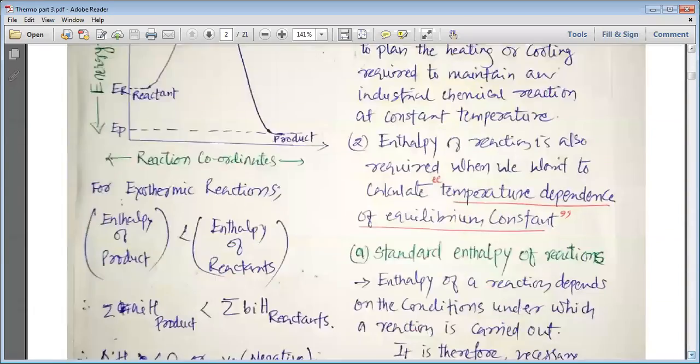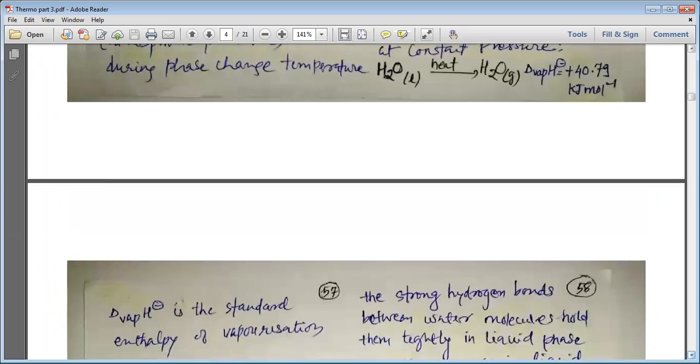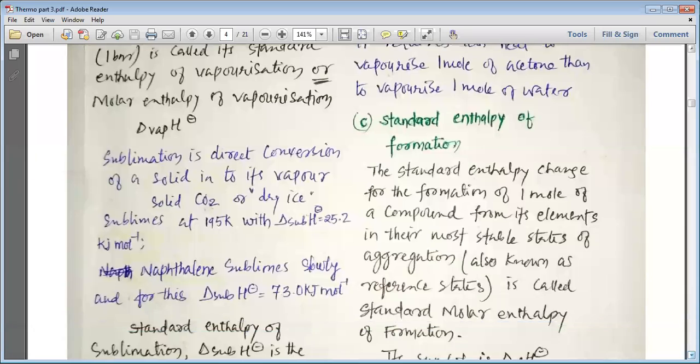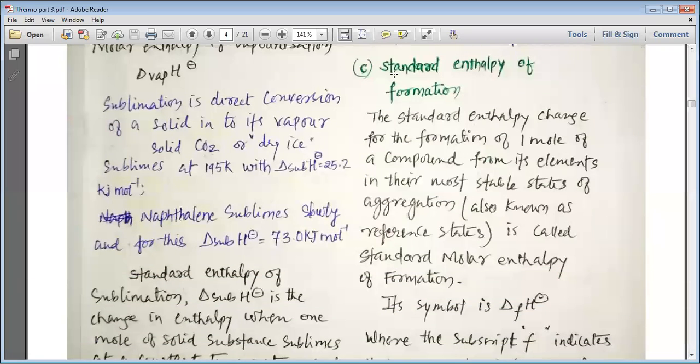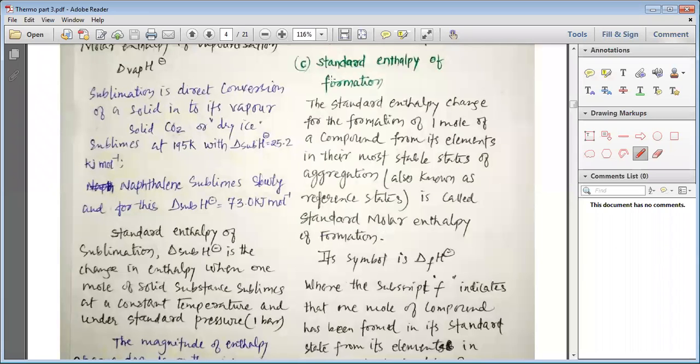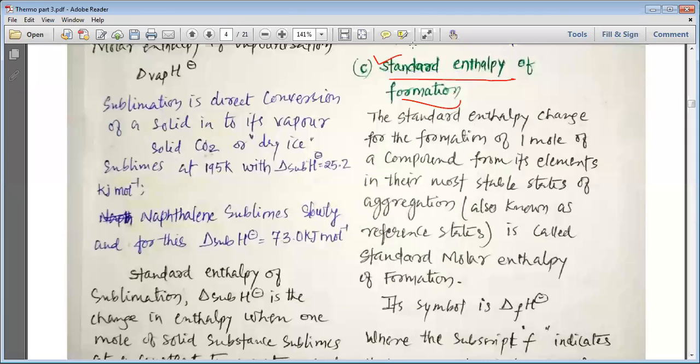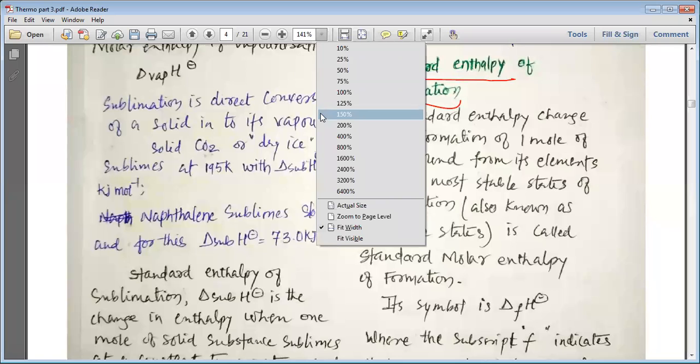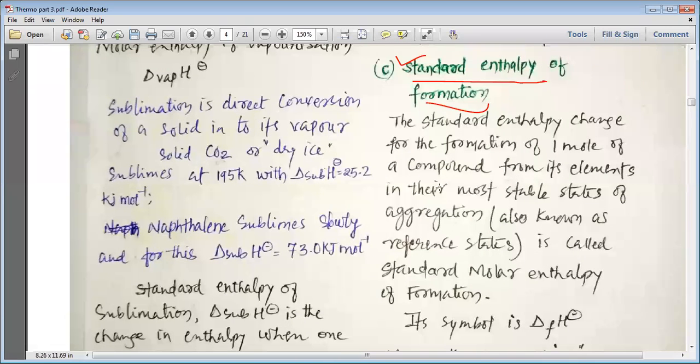Today we want to study the standard enthalpy of formation. So let us study the standard enthalpy of formation. Now, a new word is being introduced here, which is known as the standard. So let us understand what is the meaning of the word standard here. Let us study the standard enthalpy of formation.